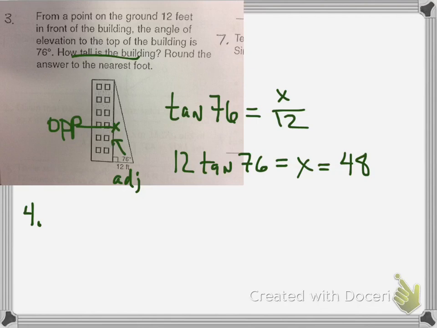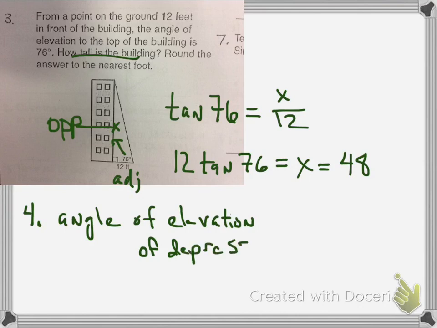There you go. Number 4, elevation and depression. Keep in mind, it's a fairly simple question. You should not be missing this type of question. Look at a horizontal line. Find the horizontal line that connects the angle. If it goes up, it's an elevation. If it goes down, it's a depression.